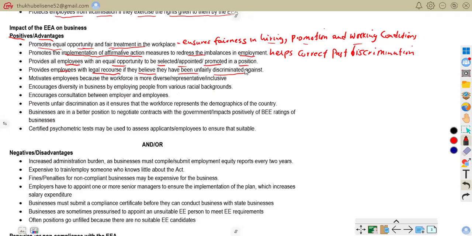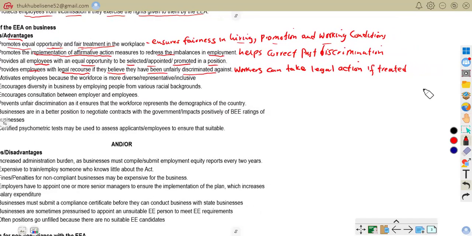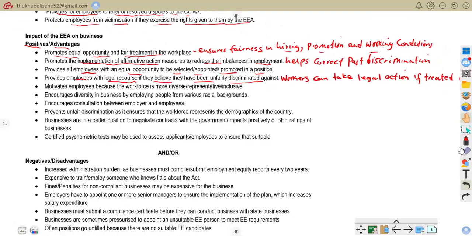So what it means is that workers can take legal action if treated unfairly. We are saying workers can take legal action if treated unfairly. So that's what it means.